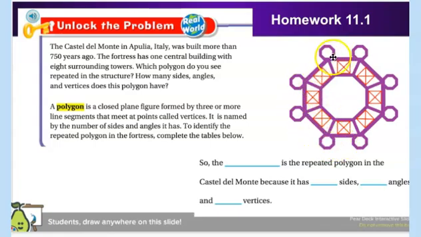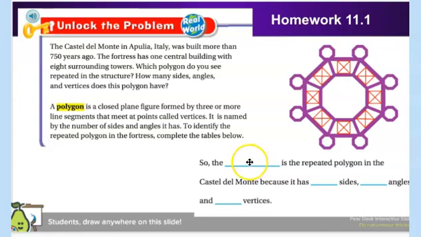Let's count. Let's start right here. 1, 2, 3, 4, 5, 6, 7, 8. It has 8 sides. 1, 2, 3, 4, 5, 6, 7, 8. It has 8 angles. And 1, 2, 3, 4, 5, 6, 7, 8 points, 8 vertices.